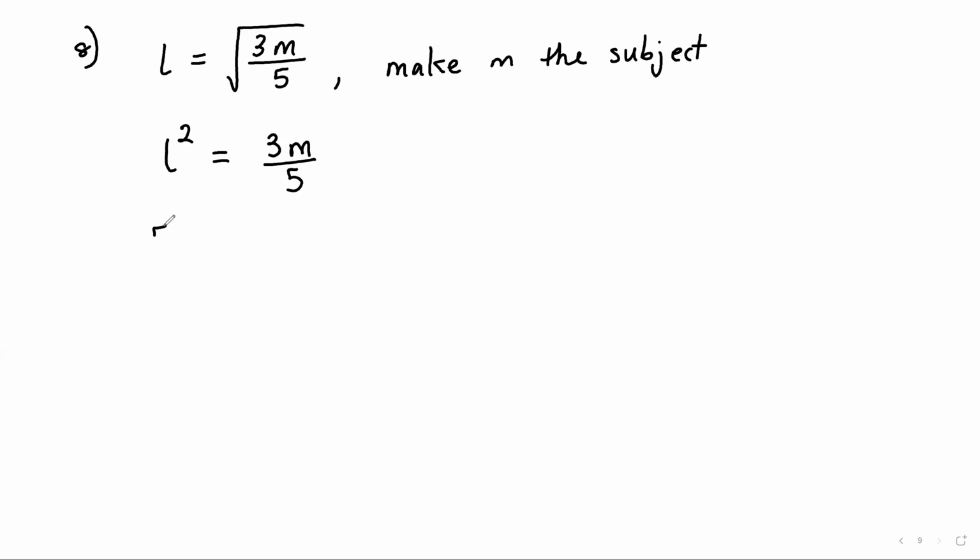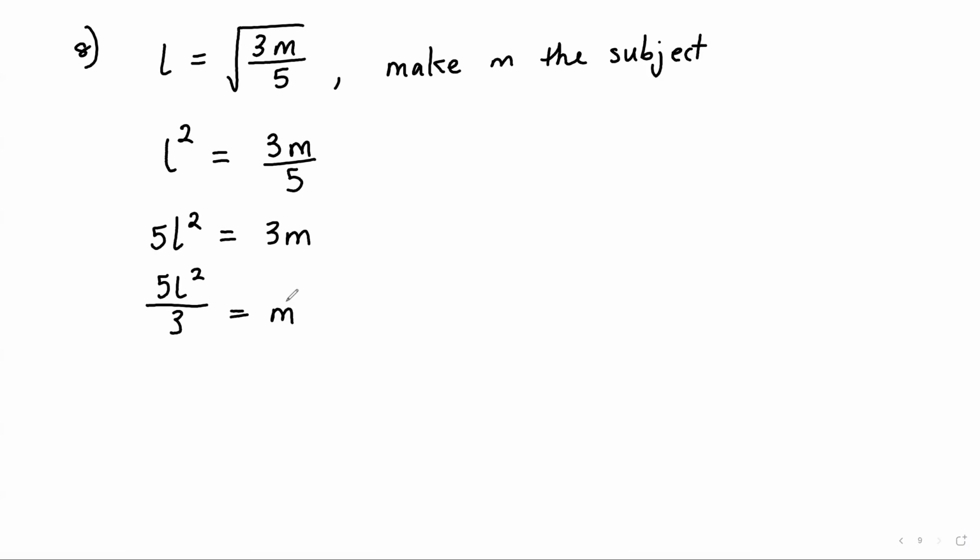And then to move the 5 to the other side, you would have to multiply by it since you're dividing by it on this side. So this will become 5L squared is equal to 3m. And since 5L squared is equal to 3 times m, well, m, you'd have to divide by 3. So it would be 5L squared divided by 3 is equal to m.